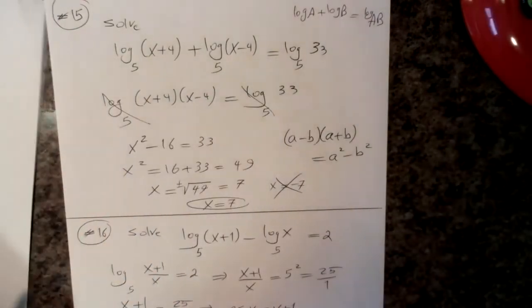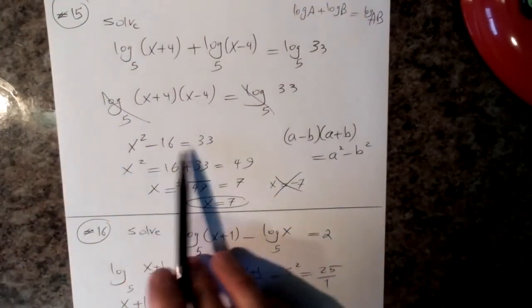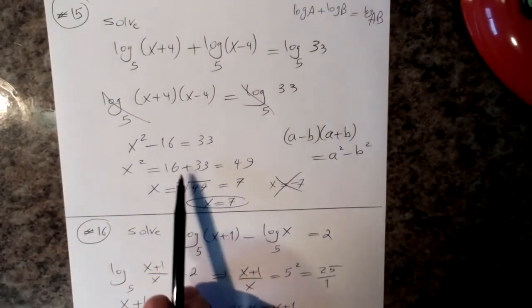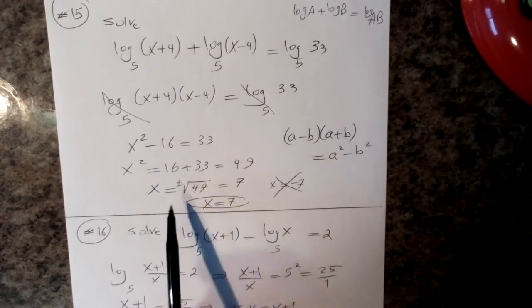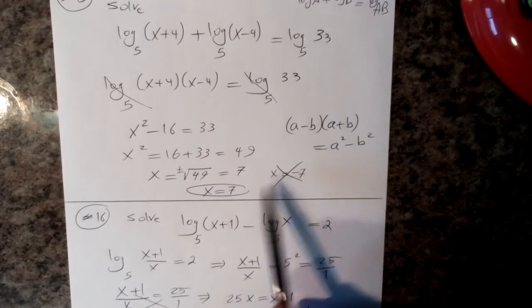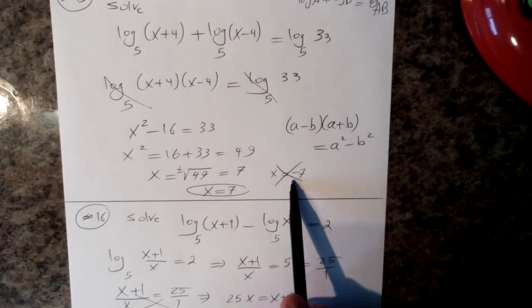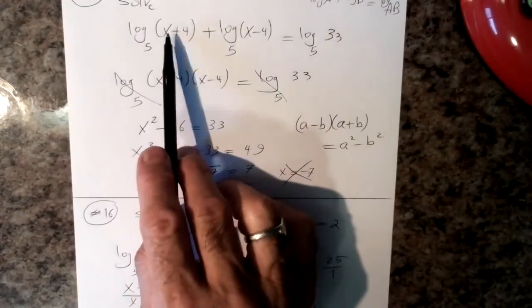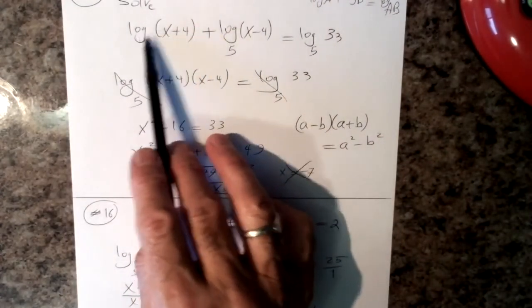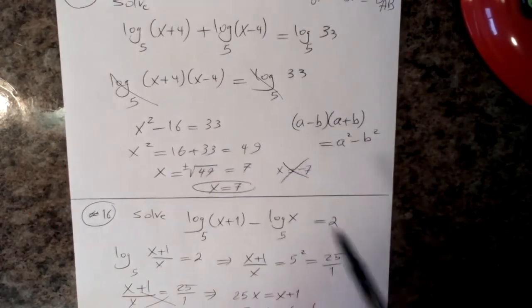So here, then you just go ahead and again, there are two numbers, -7 and 7. -7 is not acceptable because if you put it here to check, you come up with a negative number in front of the log, which is not acceptable. So just one answer.